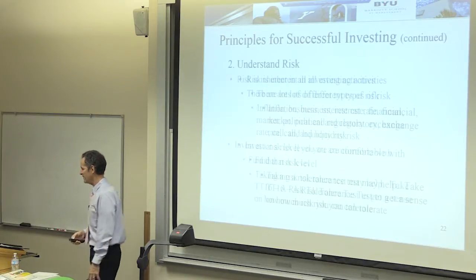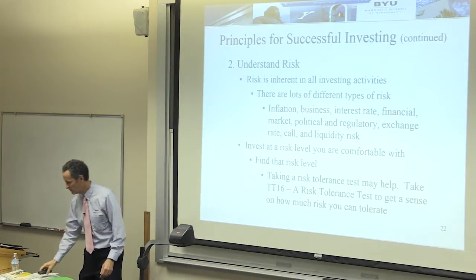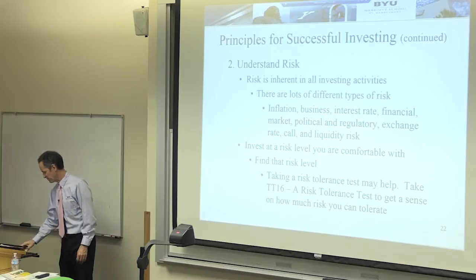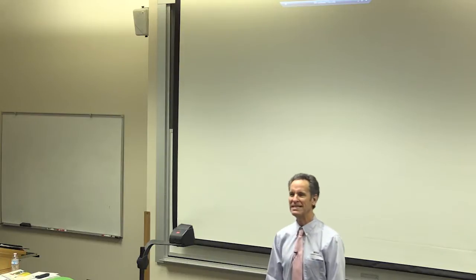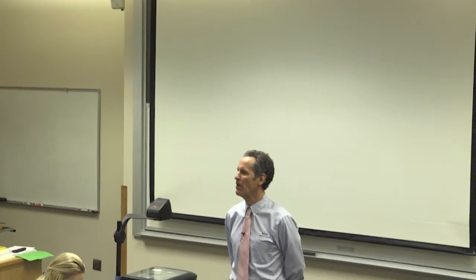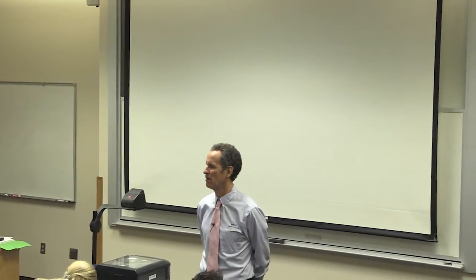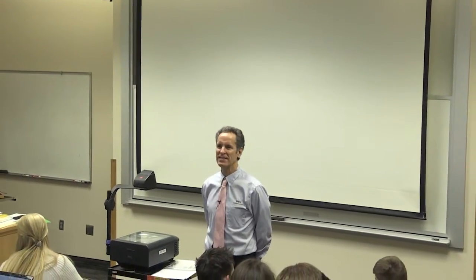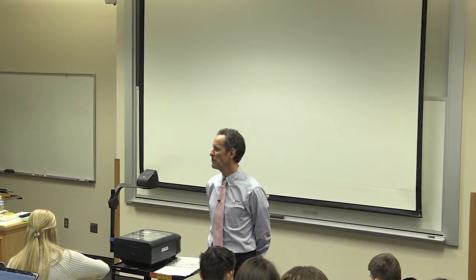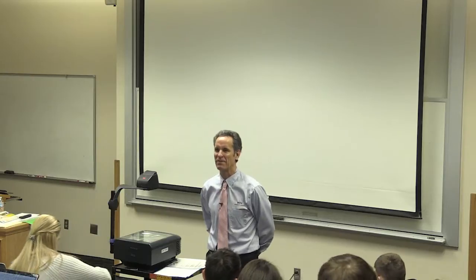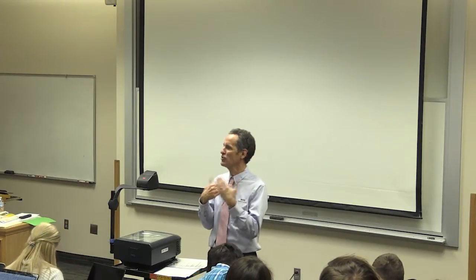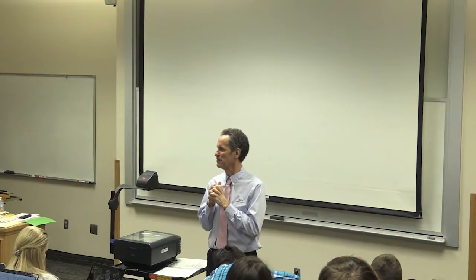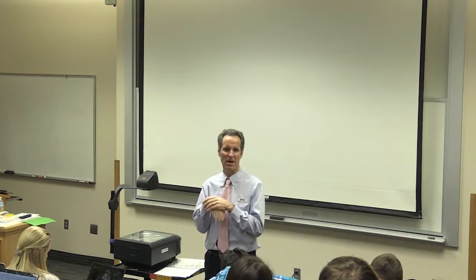Understand risk. Lots of risk out there. What we're going to do is we want to take a risk tolerance test. So what I would like you to do is, this is Learning Tool 16. We're going to do this in class. What you need to do is we want you to figure out what kind of an investor you are. So a risk tolerance test will do 2 things. Number 1, it'll help us to understand what type of investor we are. And number 2, it will help us to see what our allocation should be between stocks and bonds, and stocks and bonds and cash.